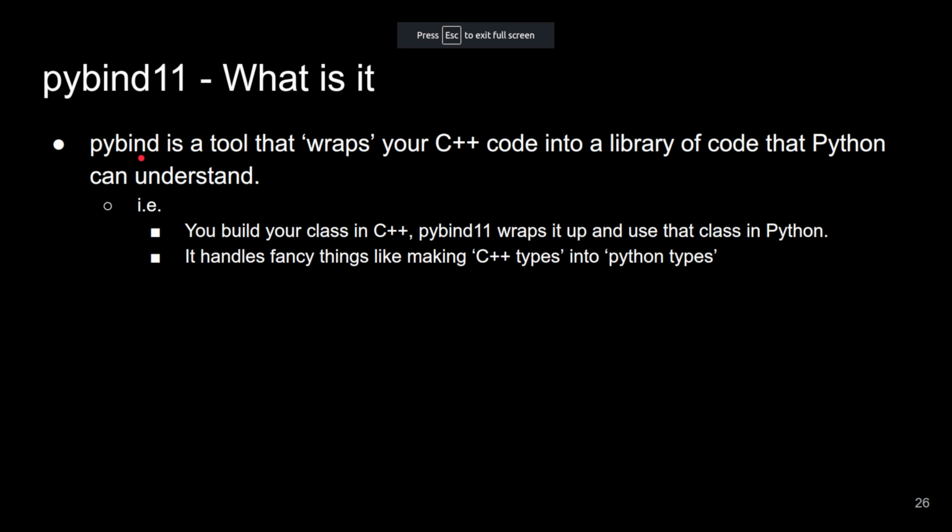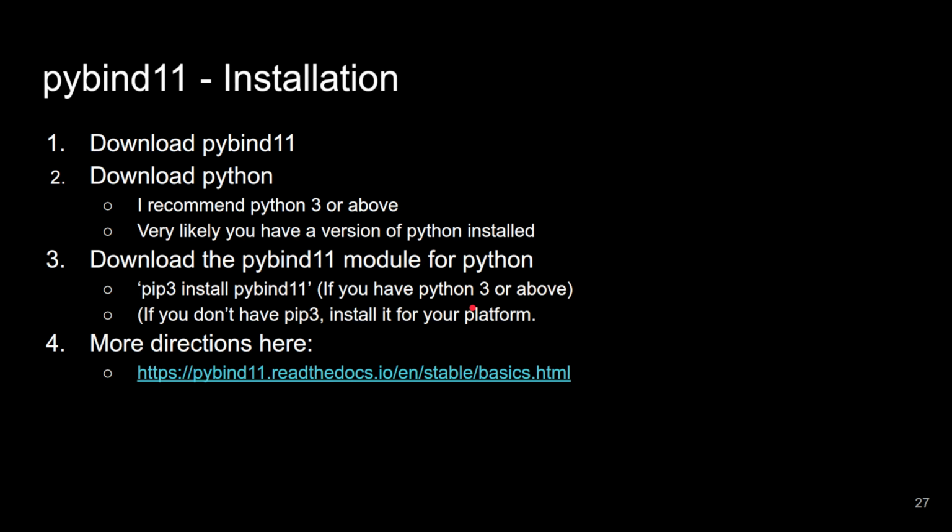Okay, so what is PyBind? It's a tool that wraps your C++ code into a library of code that Python can understand. So you build your class in C++, some type of object that you want, and then PyBind 11 wraps it and uses that class in Python. It's going to handle the fancy things like making C++ work with Python, the different data types, for example. And it's all wrapped up in this library, which is pretty powerful stuff. It's pretty cool.